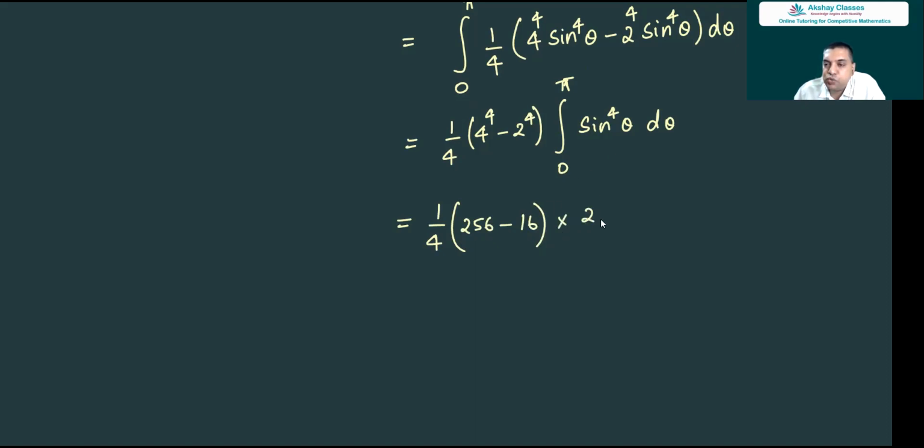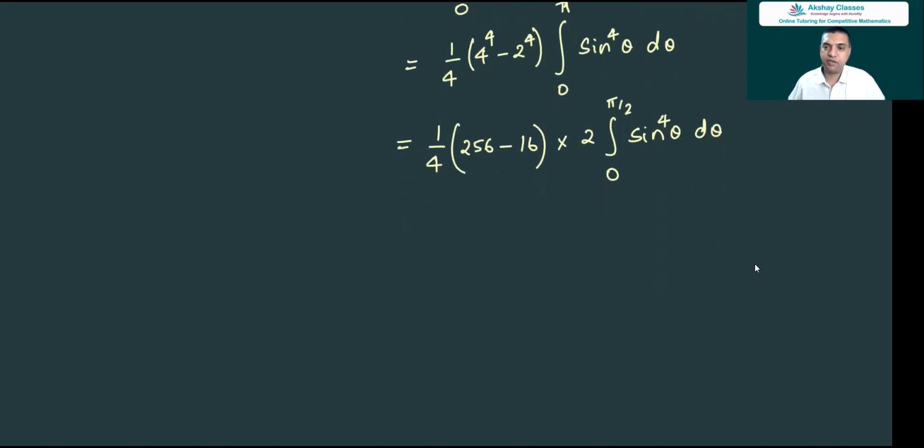And this is twice of integral 0 to pi by 2 sine power 4 theta d theta. Applying the sixth property of definite integrals, f of 2a minus x is equal to f of x, then integral 0 to 2a f of x dx is twice of integral 0 to a f of x dx. So now, because Wallis will be valid only for limits 0 to pi by 2, that we should never forget.